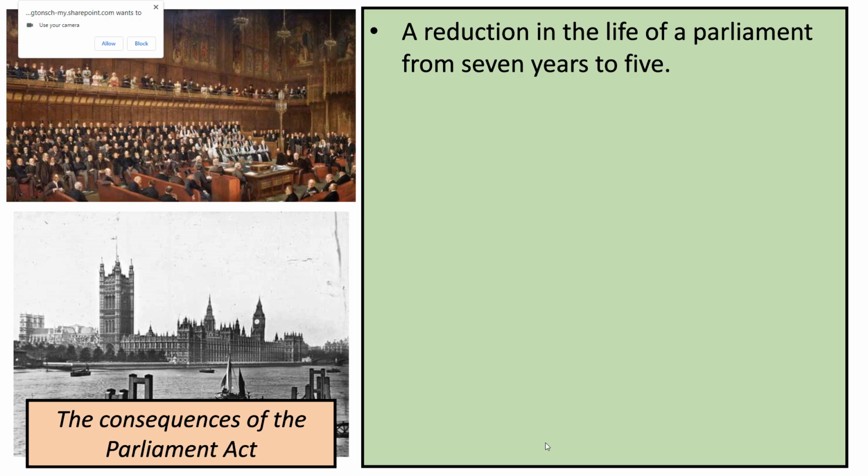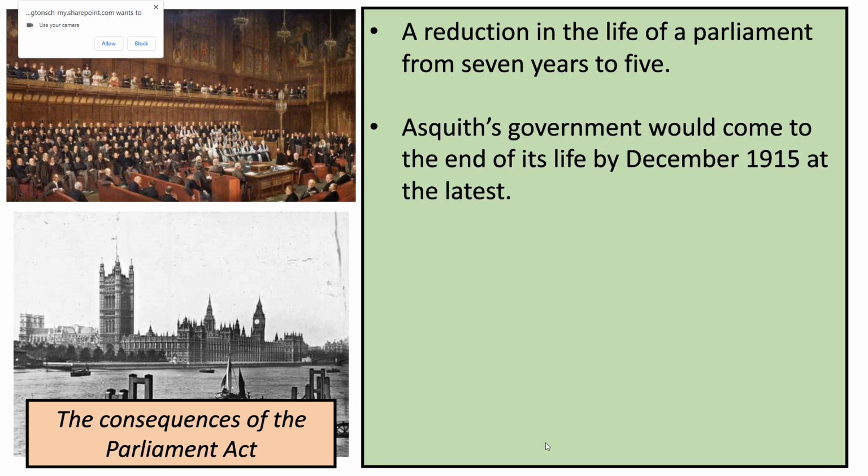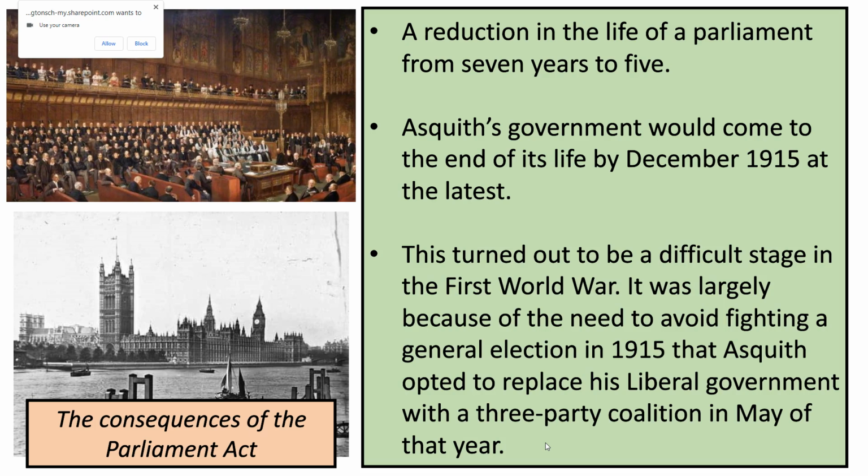Another consequence is that the Parliament Act actually reduces the amount of time that Parliament sits for. So previously Parliament would sit for 7 years. Now Parliament sits for 5. This means that after the December 1910 election, Asquith's government would come to the end of its life by December 1915 at the latest. So that is the latest time that Asquith would be able to call the next election.